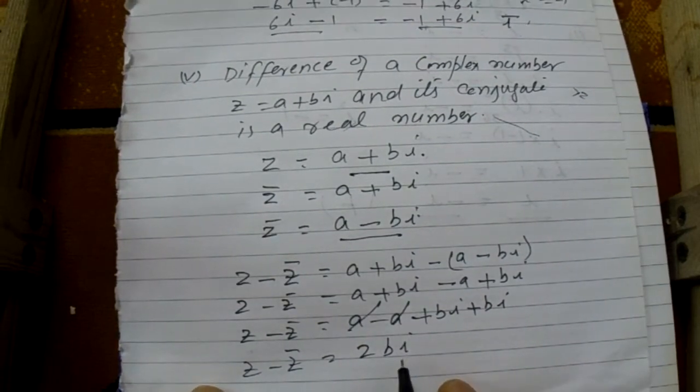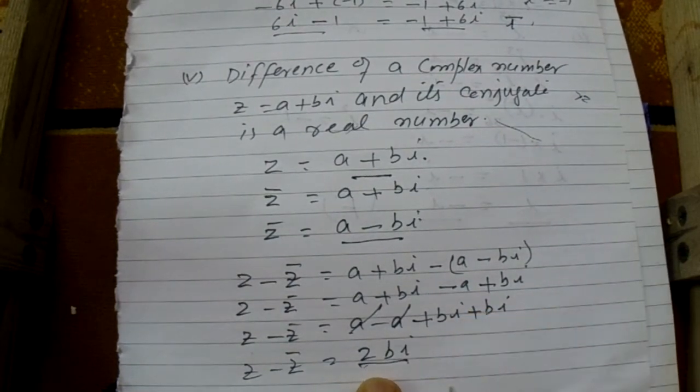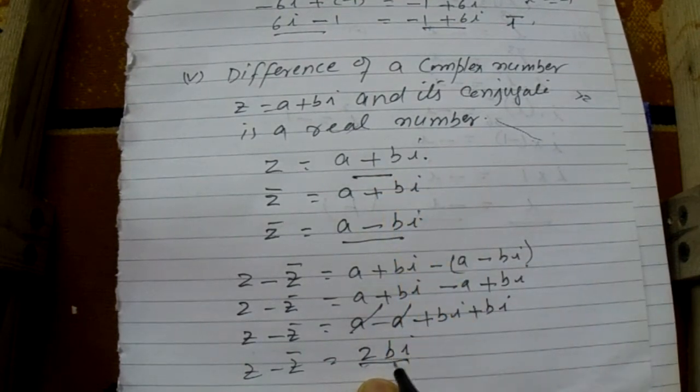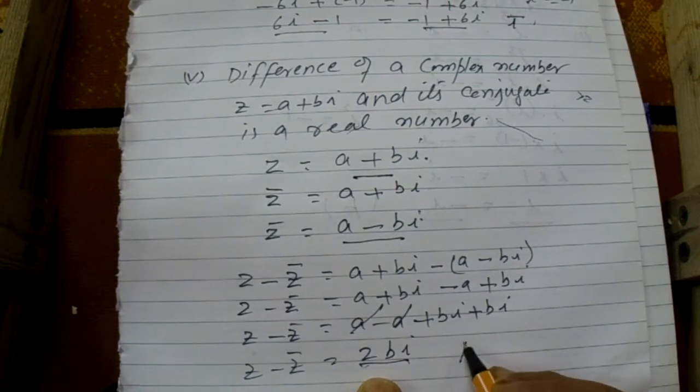Now you see clearly this is an imaginary part. The statement says it is a real number. Now it is not a real number. It is an imaginary number. So it is wrong. This is false. We write here false. Now this is our fifth part of this question.